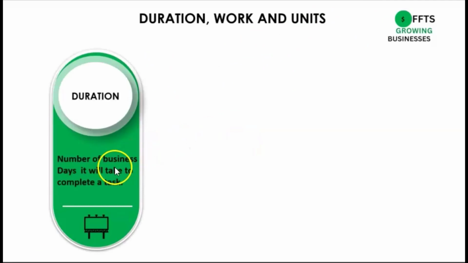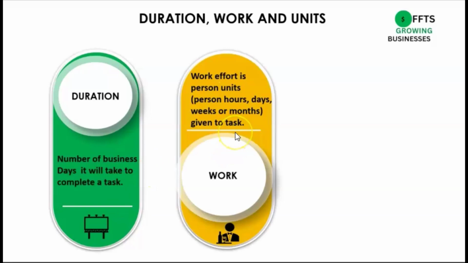Before we go further, we need to look at 3 terms: duration, work, and units. Duration is the number of business days it will take to complete a task. So if it's 2 business days and it starts on Friday, it will end on Monday. Work is the effort in person units, be it hours, days, weeks, or months given to a task. So if you have 1 person assigned 100% for 2 days, the work is going to be 16 hours. Each day they work 8 hours, so for the 2 days they work 16 hours.